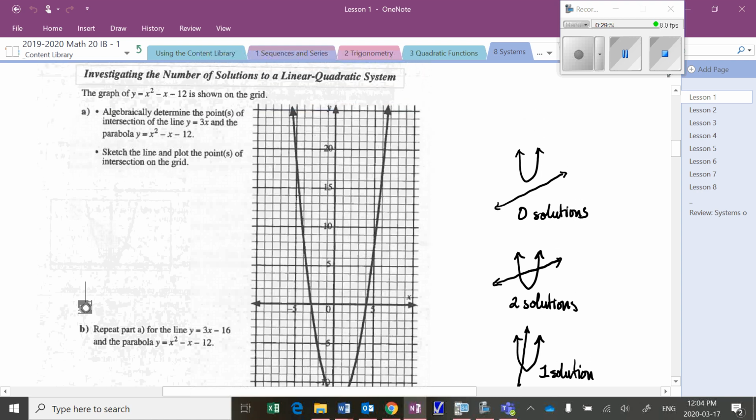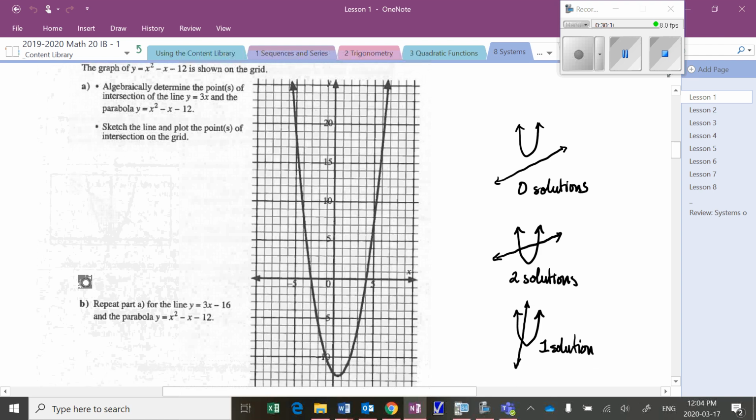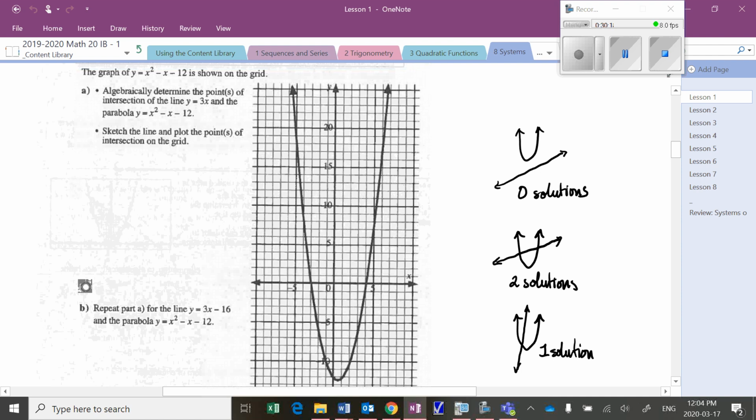So we've got the graph of y equals x squared minus x minus 12 as shown on the grid, and so that's obviously our quadratic. And algebraically determine the point or points of intersection of the line y equals 3x and that parabola. And it also asks us to sketch the line and plot those points of intersection on the graph. So let's do it algebraically, even though I know that you guys can and should be able to graph y equals 3x even without knowing what those solutions might be.